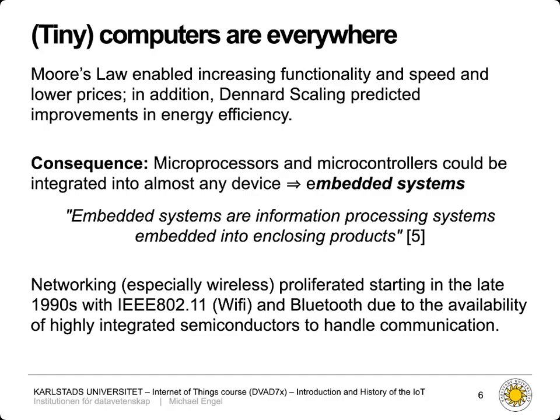One by my former boss, Peter Marwedel in Dortmund, is quite nice. So embedded systems are information processing systems, and they're called embedded systems because they're embedded into an enclosing product. What's important for an embedded system is that it's just part of a larger thing, if it's a car or a refrigerator or a mobile phone. These are all embedded systems.